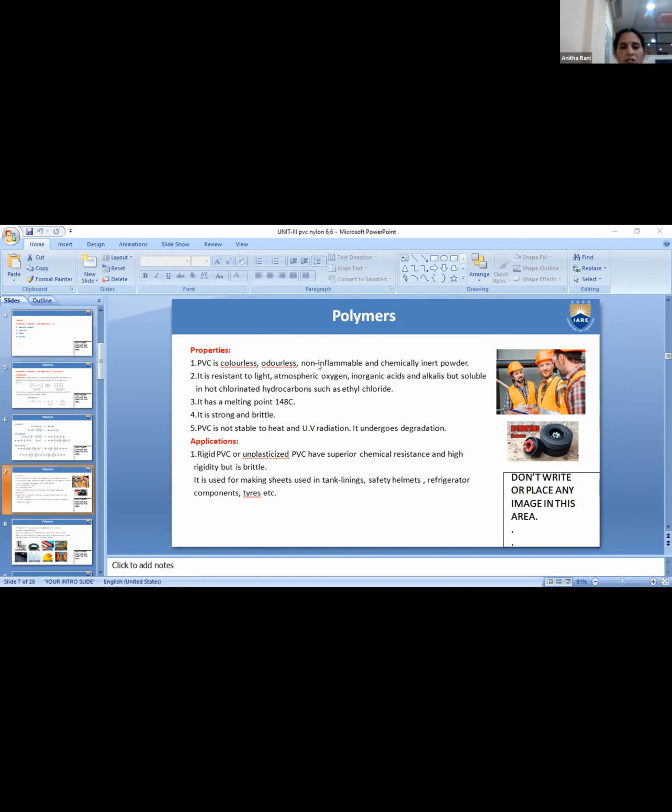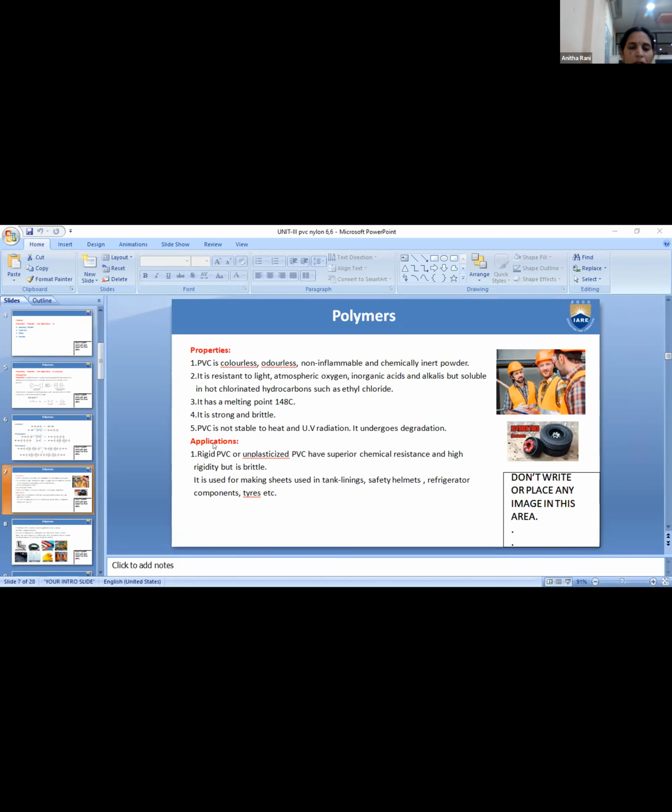These are the properties of PVC. First of all, it is a colorless, odorless, non-inflammable, and chemically inert powder. It is resistant to light, atmospheric O2, inorganic acids and alkalis, and its melting point is 148 degrees centigrade. It is strong and brittle. It is not stable to heat and UV radiation, and will undergo degradation.